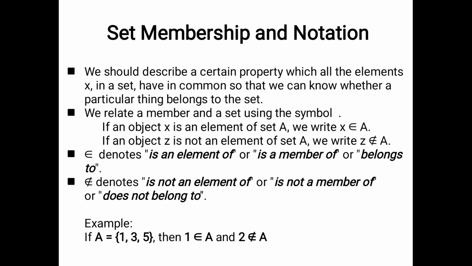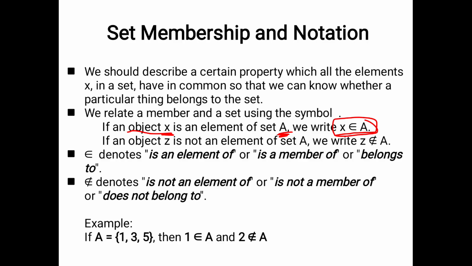Based on what we showed, it does not belong to the set, and that is why we use an appeal. So how do we distinguish whether it belongs to a set or not? We relate a member and a set using a symbol. If an object x is an element of a set A, for example, we write x is an element of A.